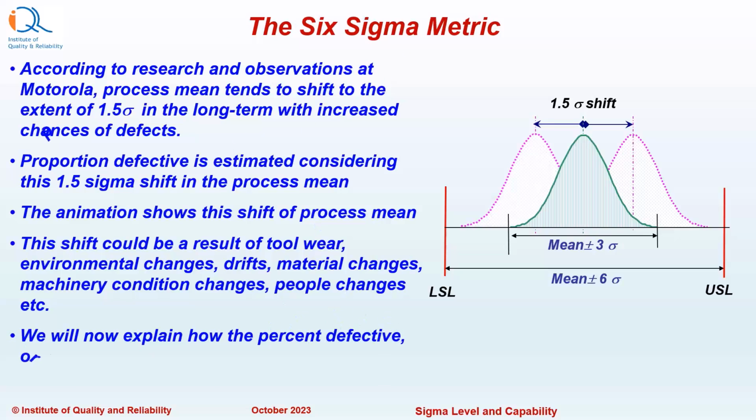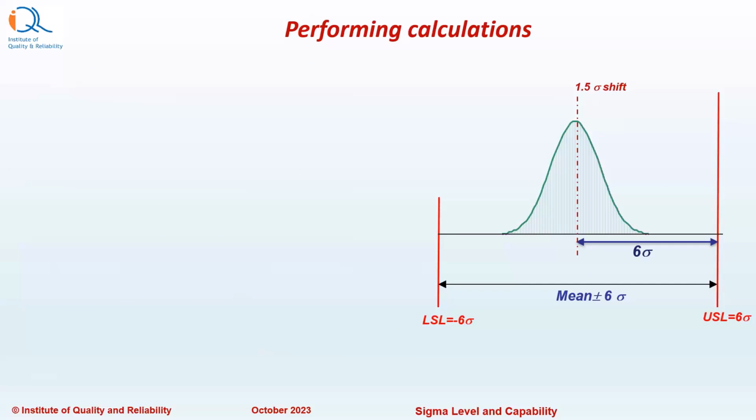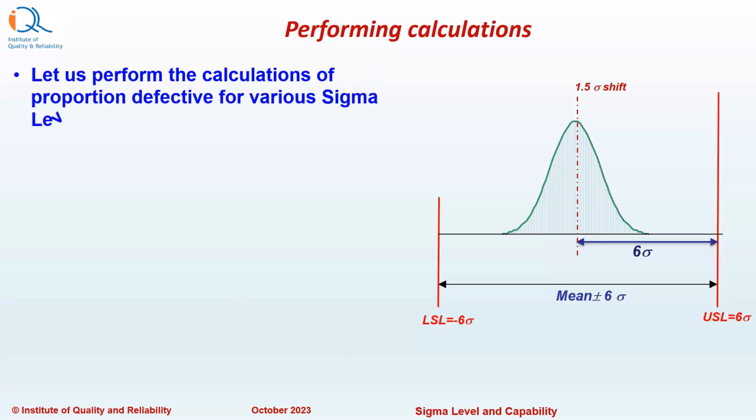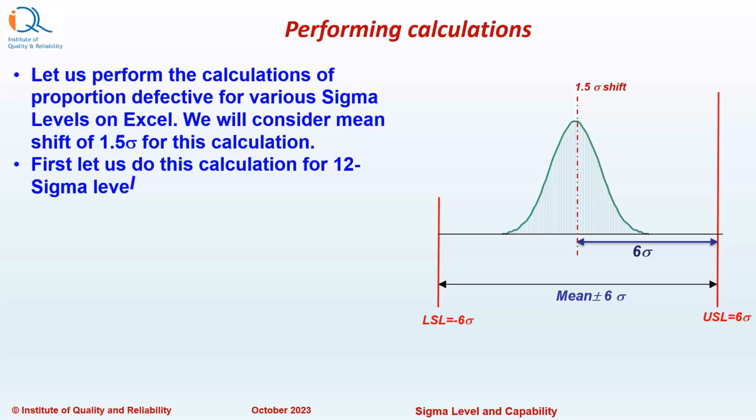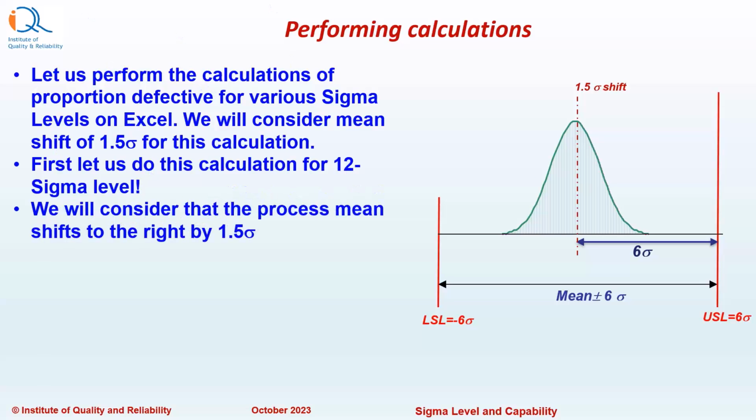We will now explain how the percent defective or PPM level can be estimated using Microsoft Excel. Let us perform the calculations of proportion defective for various sigma levels on Microsoft Excel. We will consider mean shift of 1.5 sigma for this calculation. First, let us do this calculation for 12 sigma level of performance. We will consider that the process mean shifts to the right by 1.5 standard deviations. However, the calculations will be similar even if the process shifts to the left by the same amount.